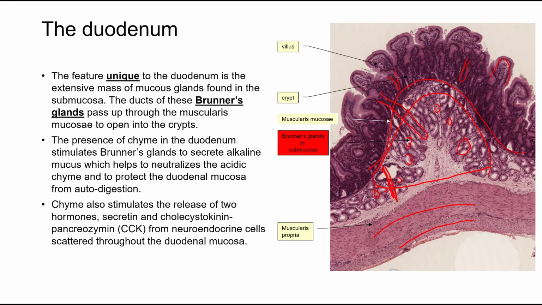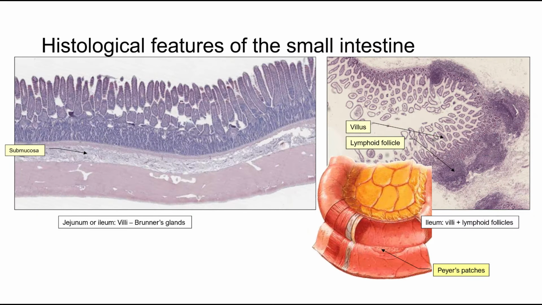That's why they are not present distal to the duodenum. This chyme that reaches the small intestine will also stimulate the release of hormones from neuroendocrine cells. These hormones, secretin, cholecystokinin, and pancreozymin, affect the function of the pancreas and the gallbladder. These are the histological features of the remaining part of the small intestine.